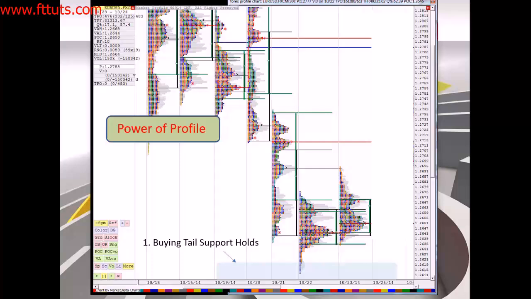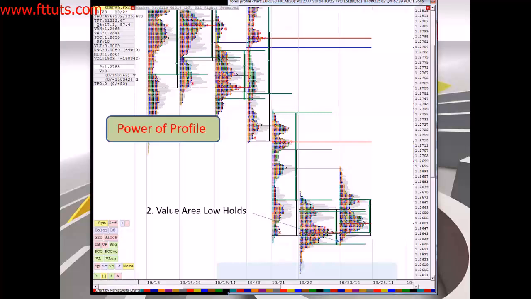Buying tail support holds. Value area low holds. This is the value area low from the prior session. Notice, we come right to it and it holds. If you did not have a profile, you would not know that this was a value area low. Someone that does not understand, does not have access to the profile, would have no rhyme or reason to explain why it came right to this point and stopped. They don't know that this was a value area low from the prior day and that the buyers supported prices right at that level. They did not want it to pierce through the value area low.